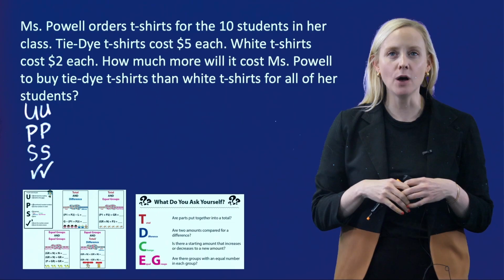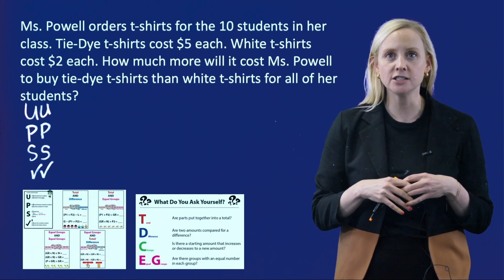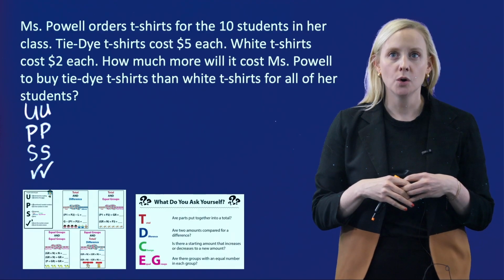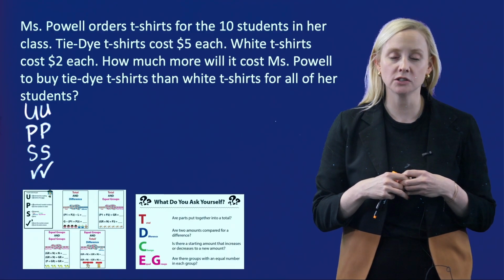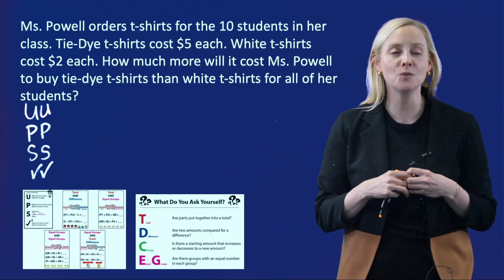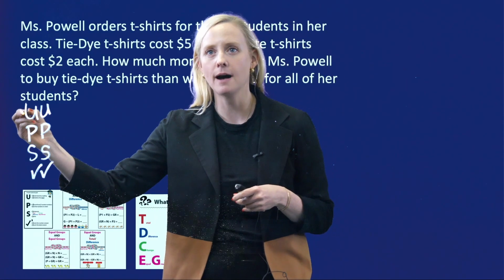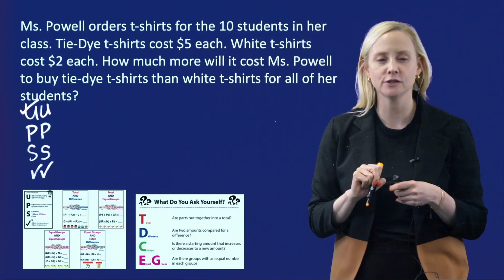It says, Miss Powell orders t-shirts for the 10 students in her class. Tie-dye t-shirts cost $5 each. White t-shirts cost $2 each. How much more will it cost Miss Powell to buy tie-dye t-shirts than white t-shirts for all of her students? I feel like I understood the problem, so I'm going to put a check next to my first U.